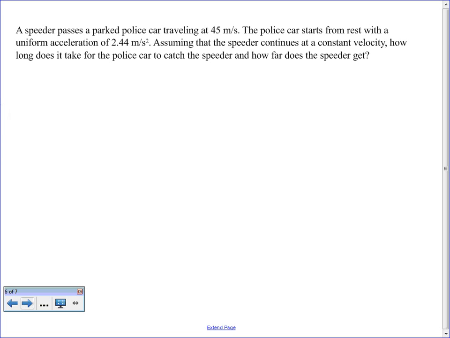Okay. This next problem is a very common type of problem where we have two objects that are moving. And we're going to try and figure out when the one object catches the other object. So here we have a speeder passing a police car. So if I look at the speeding car, I can write all my variables for it.